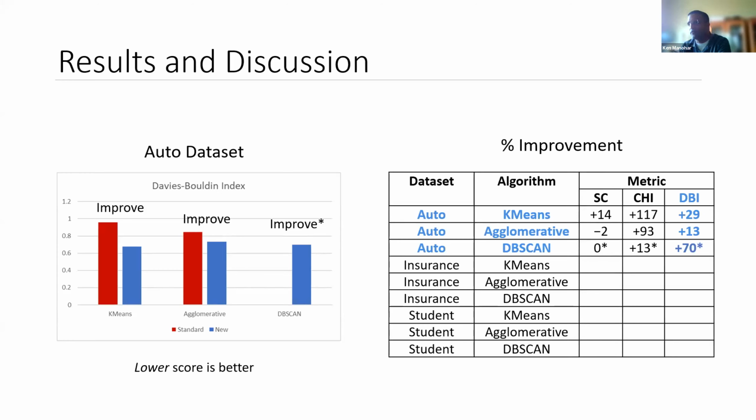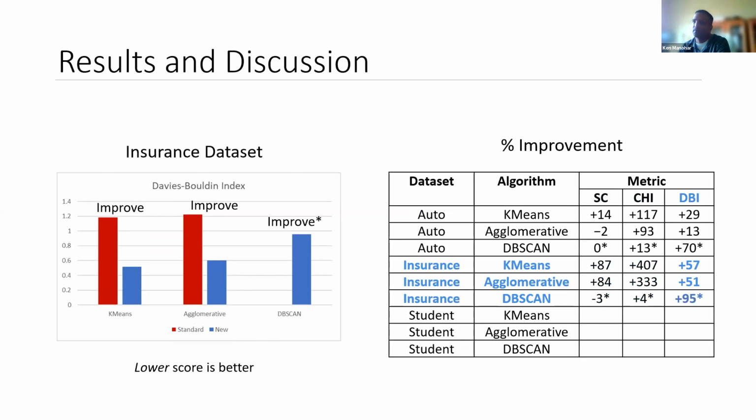And not to rush anything, but just running through each of the others, we begin to see a similar pattern, right? So for the insurance data set, the silhouette coefficient, basically the same pattern in that the new approach was performing better than the traditional one. Same thing for the Calinski index, and similarly for the Davies index, right? So for the insurance data set, everything was looking good. The new approach performing better.